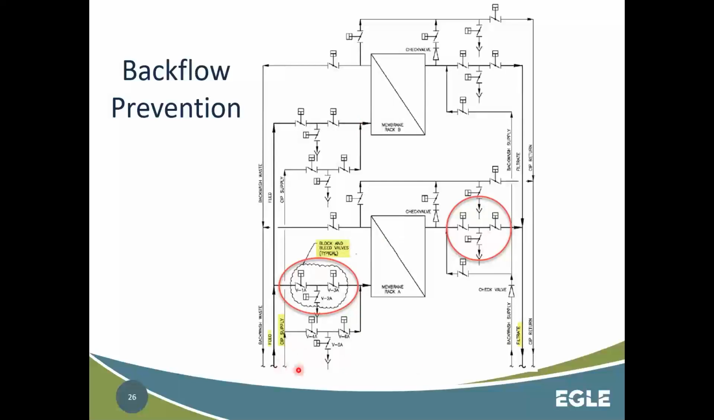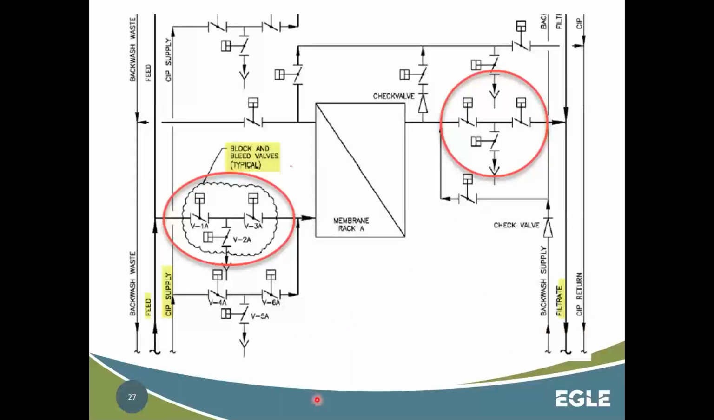And so in order to prevent that, we need to have backflow prevention in place. And the most common way to do it is by use of what we call a block and bleed valve, or double block and bleed valve, I should say. Basically it's two isolation valves in series with a drain valve in between. So your feed water normally coming in, this drain valve would be closed and these would be open.